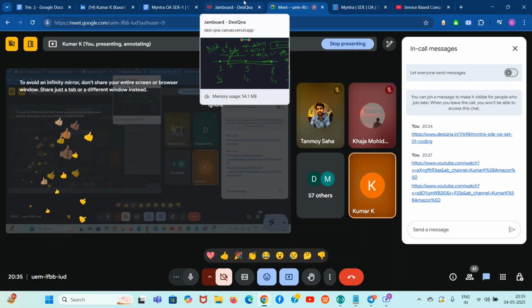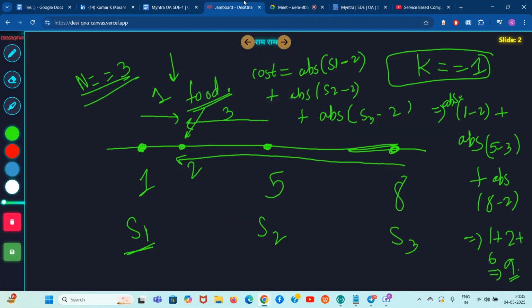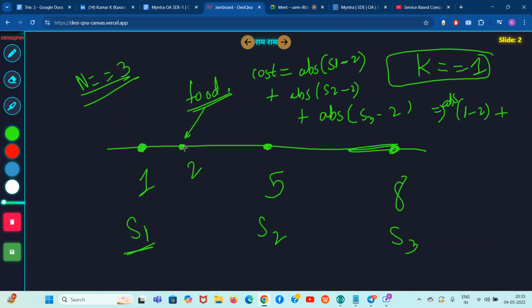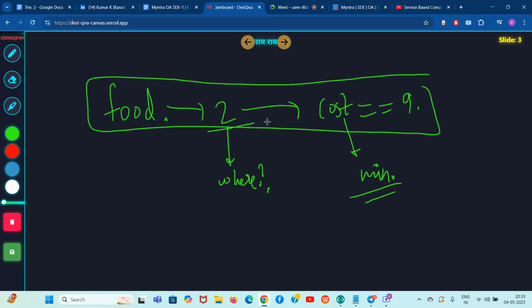Nice. So if we keep the food at 2, the total displacement of all the squirrels to reach the food is 9. Obviously, squirrels are not mad. They will always try to travel the shortest distance towards the food. So let's change the possibility and let's try to keep the food at the middle point. If you keep the food at 2, the cost is 9.